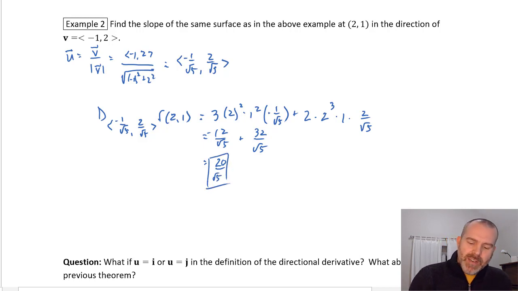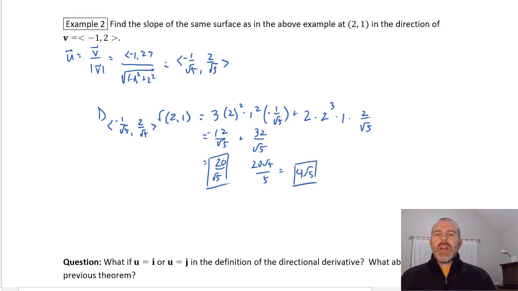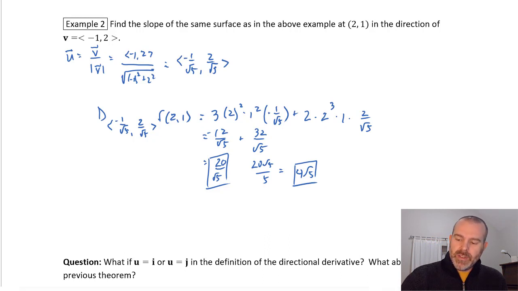So 20 over square root of 5, if we rationalize it, we could say 20 square root of 5 over 5, or 4 square root of 5. You don't have to rationalize, but if it makes it look nicer, this is definitely a better version.